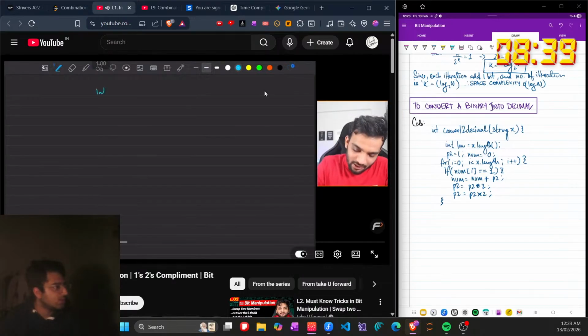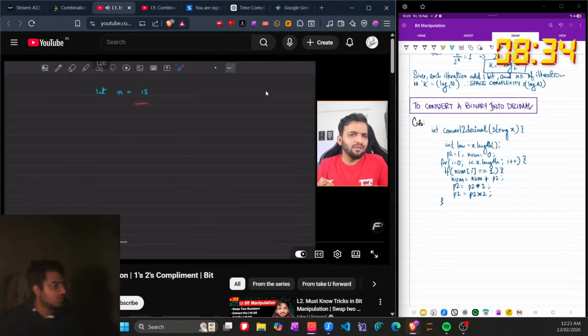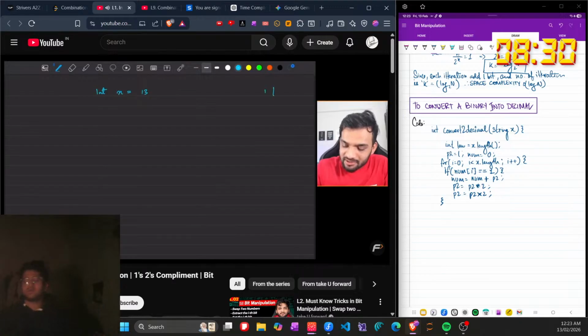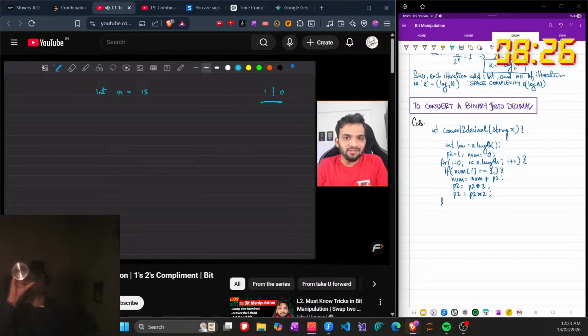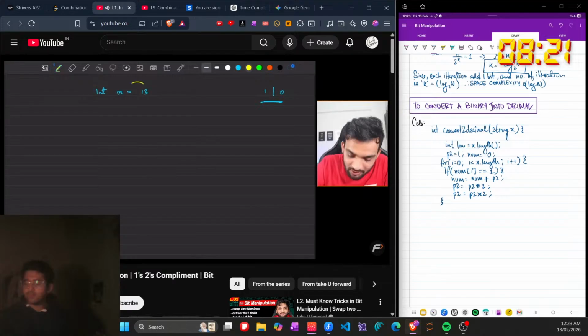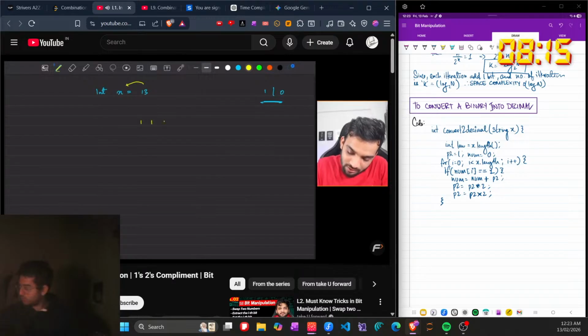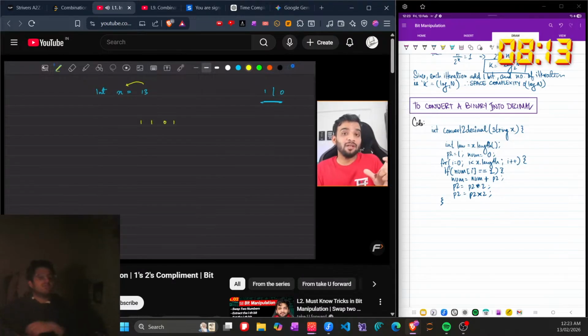When I write something as int x equal to 13, does the computer really store 13? It doesn't. Why? Because the computer only understands ones and zeros, right? It doesn't understand something like 13. So what happens behind the scenes is this 13 is converted into its binary equivalent, which is 1101.